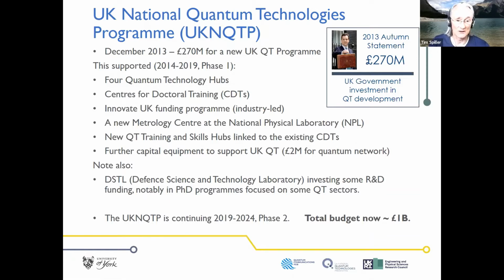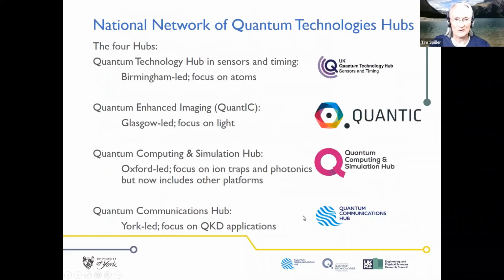And there are other investments of similar or even larger size elsewhere in the world, notably in China and the US. Okay, so that's the UK national programme. As I said, it funded 4 hubs, 4 technology hubs, and those were chosen to cover pretty much the space of all quantum technologies.